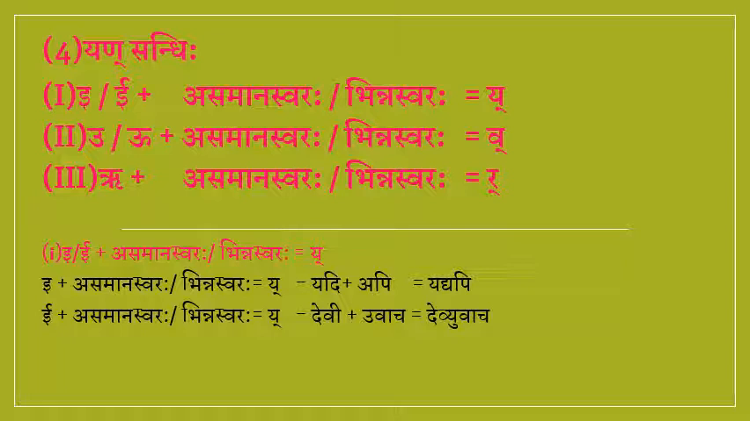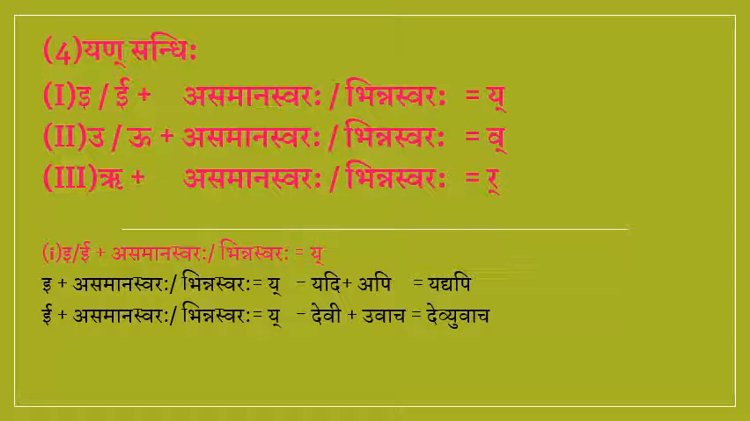Yadi plus api. The first word ends with E, the second word begins with A. Now see, the left side E came, and on the right side, other than E, any other vowel can come. Now what happens: the second word's A we keep, we do not remove it at all.